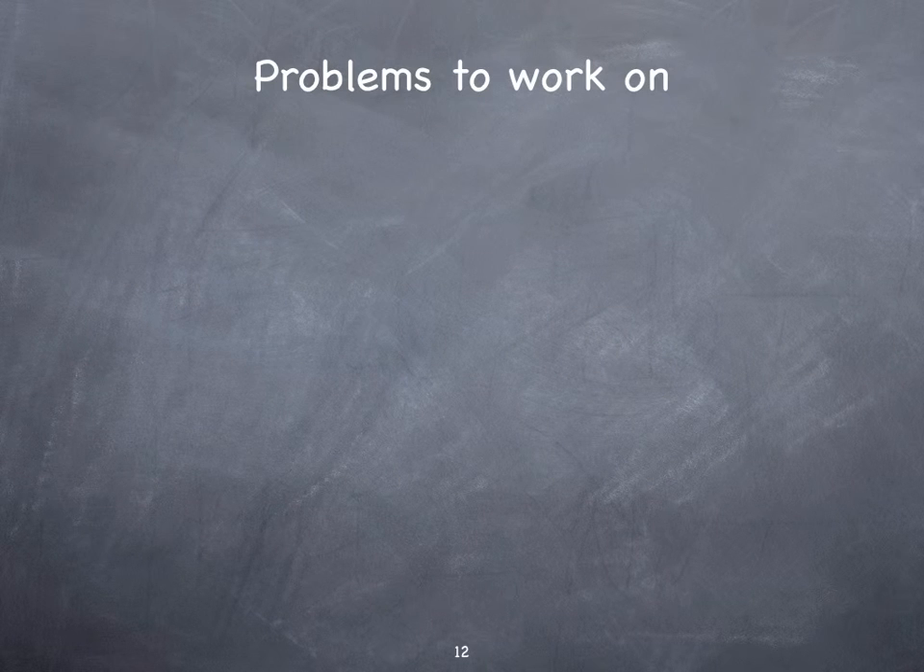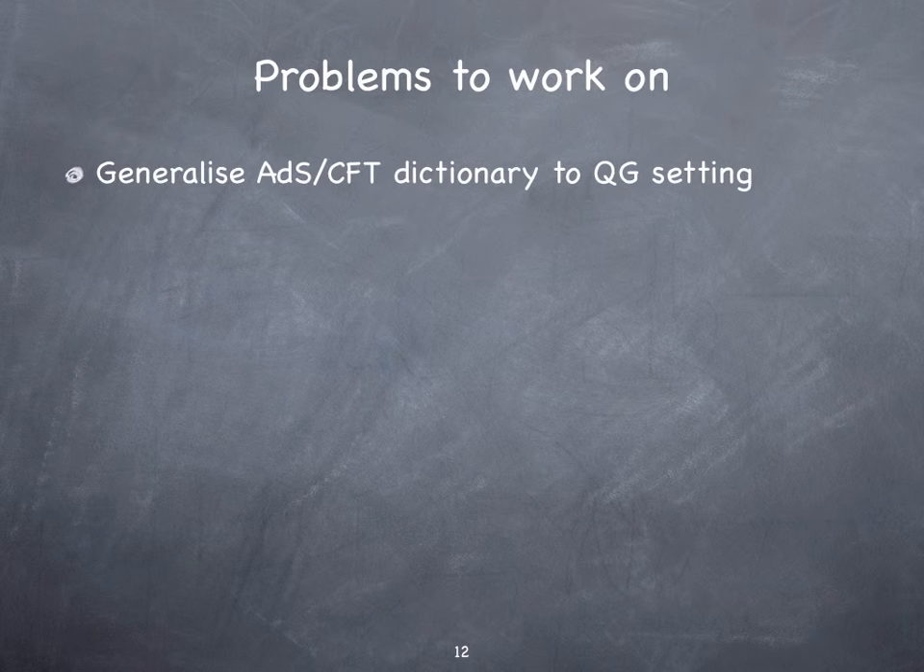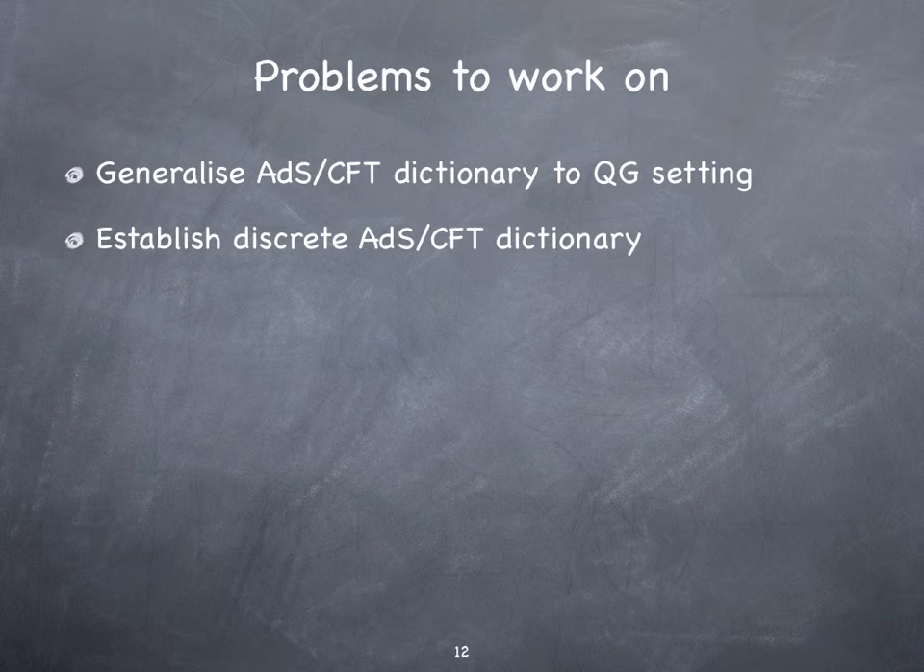Okay, so to finish, let me briefly mention some problems that can be worked on, or need to be worked on. As said before, one needs to generalize this AdS/CFT dictionary to quantum gravity settings. You also want to establish some discrete dictionary, in case your quantum gravity theory has discrete structures in the Hilbert space. We should be more precise: the statement is not that LQG is discrete; it's that there is a certain basis in the Hilbert space that we control well, which has an interpretation as discrete geometries.